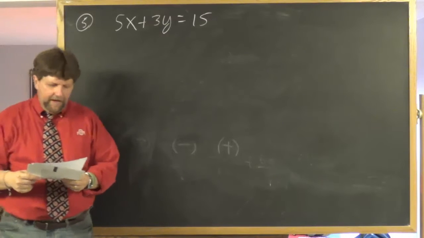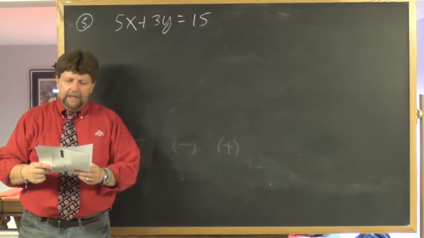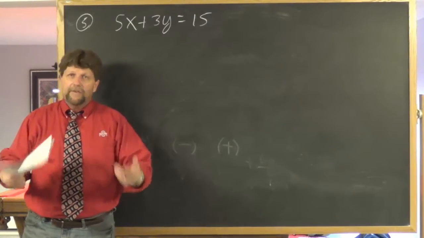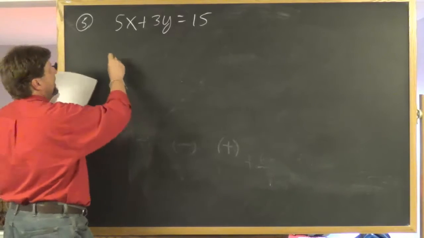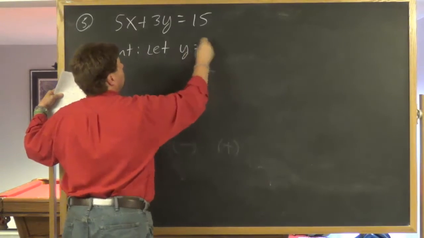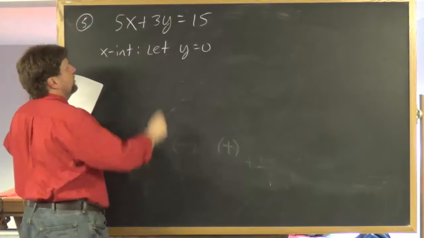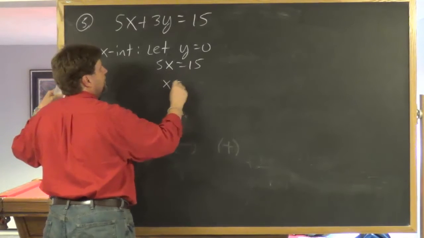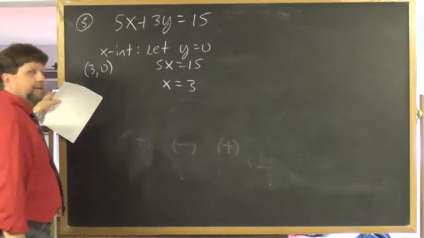All right, hey, here in number 5, I asked you to graph the linear equation 5x + 3y = 15 and to label the coordinates of the x and y intercepts. So why don't we start with that? Let's find the x-intercept, and let's find the y-intercept. Remember, to get the x-intercept, you're going to let y equal 0. Well, 3 times 0 is 0. So you get 5x = 15. Divide both sides by 5. x is 3. So the x-intercept is (3, 0).